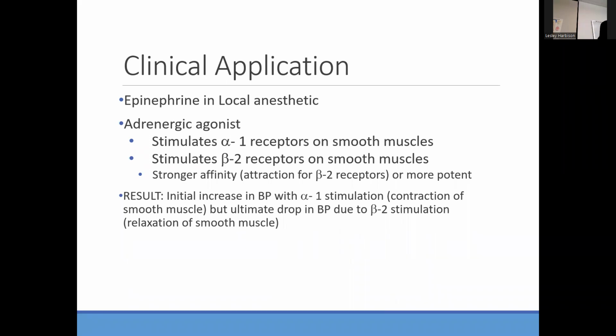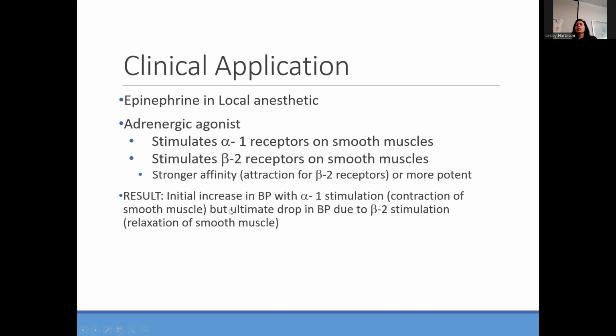That's very true for many drugs. It may work on multiple receptors, but it will have an affinity for one, so you'll get a stronger effect from that receptor. As for the result, I think this is wrong. I don't think this is talking about epinephrine. I think this is talking about local anesthetic in general.